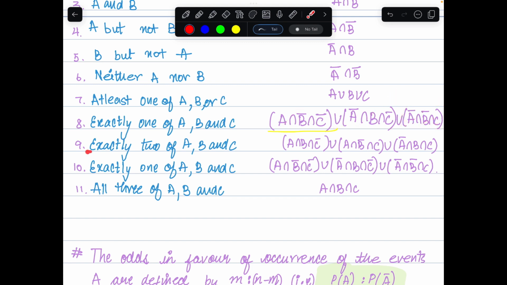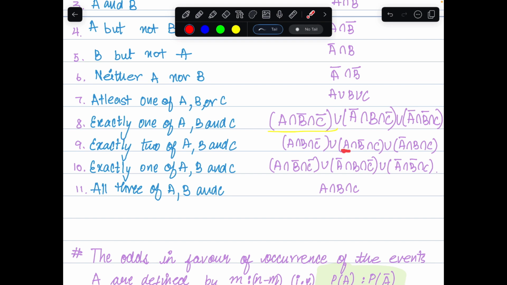Now next is exactly two of A, B or C. That means two of them will be happening together. So you can see A and B here are happening but C is not happening. So the word exactly is important. That's why I'm using complementary of C. Now union, you just have to make sure that two events are happening but the third one is not happening. And this all should happen at once.